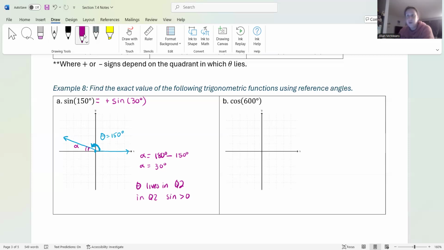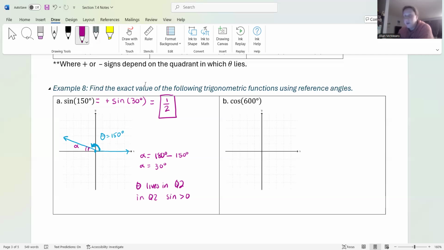So we go back to our 7.3 notes, and in our 7.3 notes, we have that table that I said, do your best to kind of commit to memory. So we need to know what sine of 30 degrees is. Well, from that table, we see that sine of 30 degrees is 1/2, and it's going to stay positive. So positive 1/2. So sine of 150 degrees is equal to plus or minus sine of its reference angle, which is 30 degrees. And in this case, positive since sine is positive in quadrant 2.